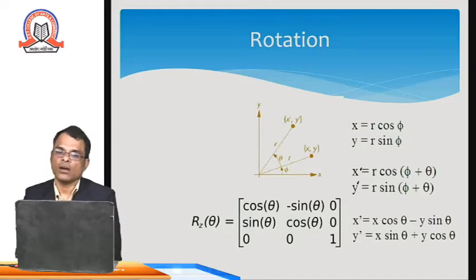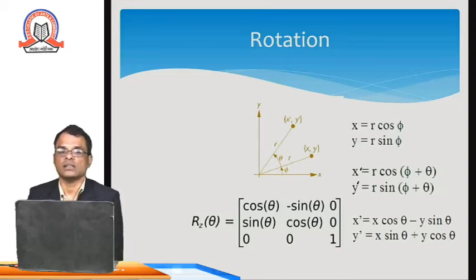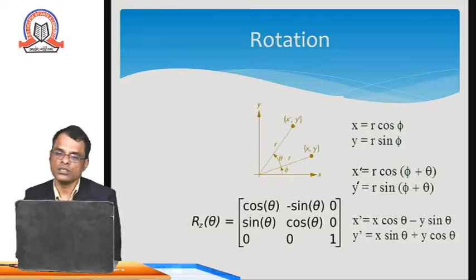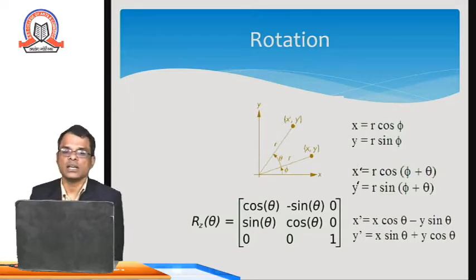Here we have to use some formulas. So initially x is equal to r cos phi. Now see in the diagram, you can find out the r. Cos phi is equal to x upon r, and if we calculate, then we get x is equal to r cos phi. Then y is equal to r sin phi.